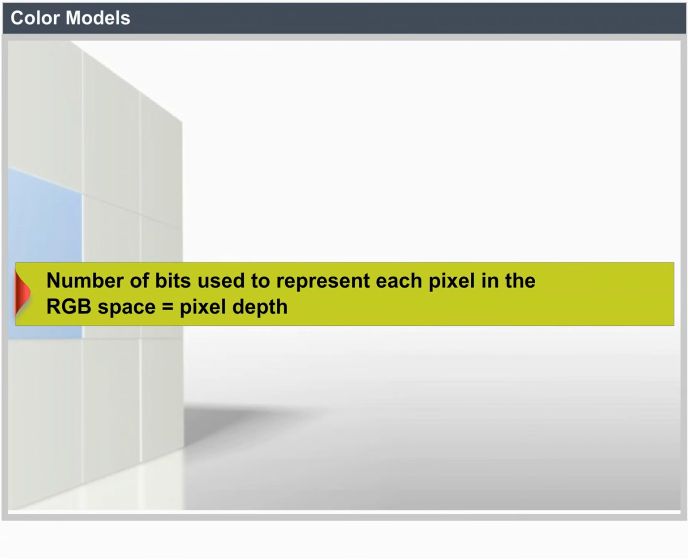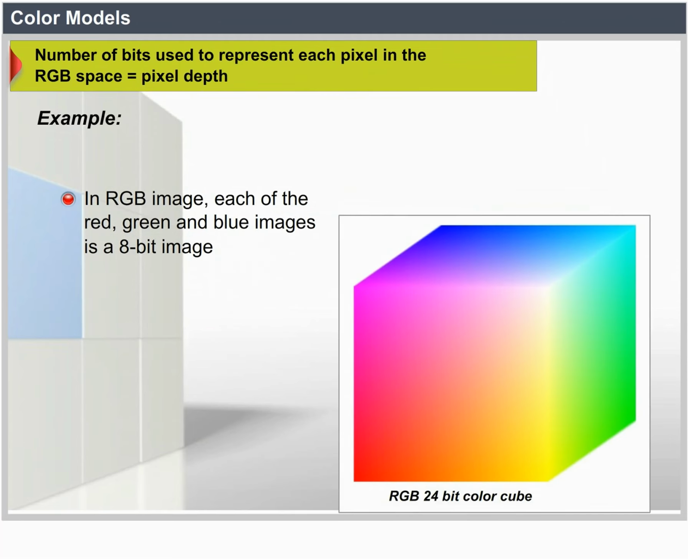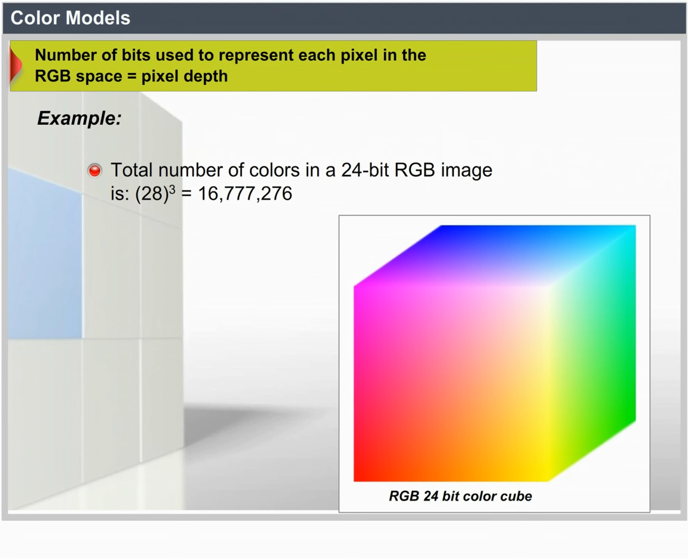The number of bits used to represent each pixel in RGB space is called the pixel depth. Example: an RGB image in which each of the red, green, and blue images is an 8-bit image. Each RGB color pixel, that is, a triplet of values RGB, is said to have a depth of 24 bits, full color image. The total number of colors in a 24-bit RGB image is (2^8)^3, that is, 16,777,216. The figure shows the RGB 24-bit color cube.